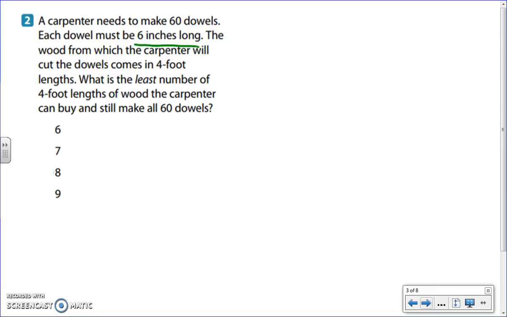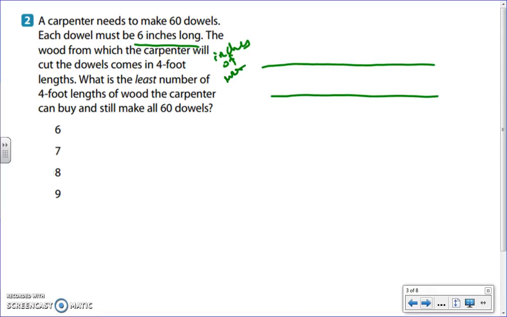And so really what it's telling us is the unit rate for 1 dowel. So if I think about this again with a double number line, let's do inches of wood and the dowels that can be made. It's telling us right here, 1 dowel must be 6 inches long. So 1 dowel is 6 inches of wood. We need to figure out for 60 dowels how many inches of wood that would be.